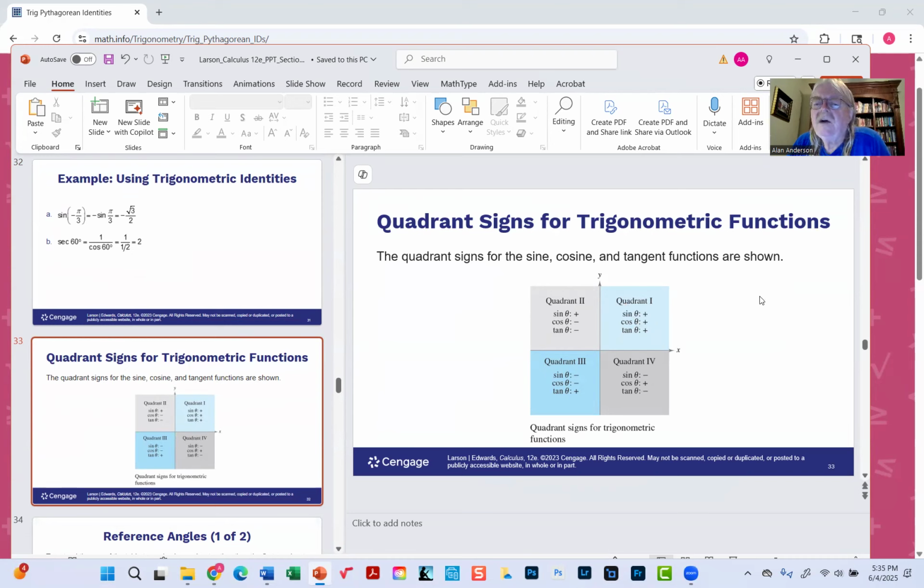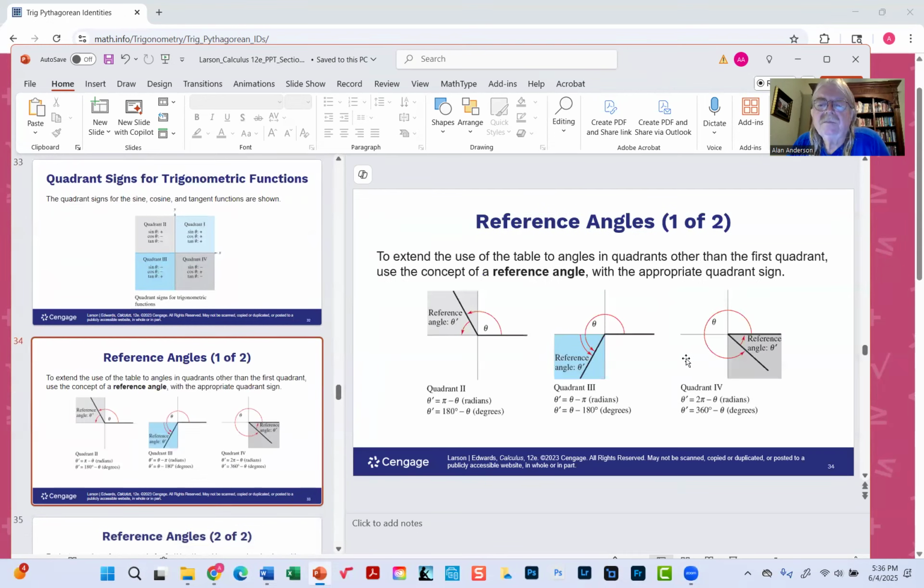They're showing us the signs for these three basic trig functions in each of the four quadrants. For example, in the first quadrant, they're all positive, and in the second quadrant, the cosine and the tangent are negative. In the third quadrant, the first two are negative and the tangent is positive. And in the fourth quadrant, only the cosine is positive. Sometimes that might help you simplify a result. Now, of course, a lot of this was more important when there were no calculators, but it's still important to understand how these relationships work.